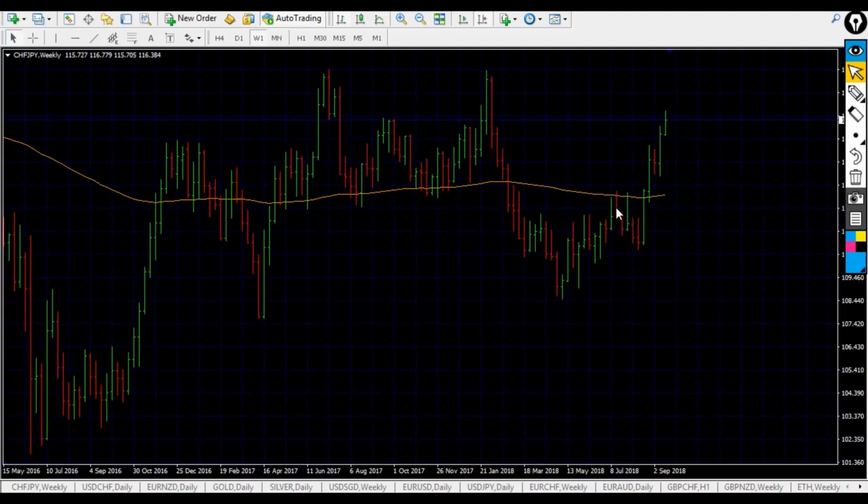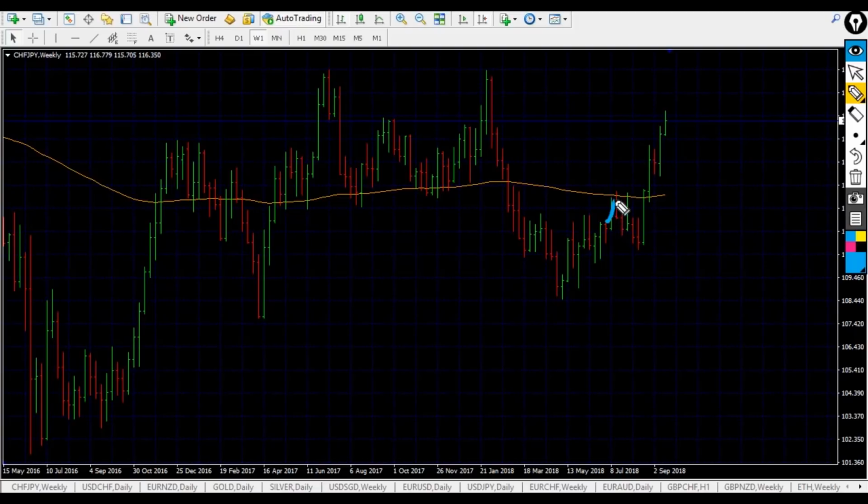So price tried, couldn't, tried, couldn't. So there's no point trying again, because there is just not enough momentum to keep trying. So it tried, it went sideways, it tried, it went sideways. If it's going to go sideways and try again, likely it's not going to break.